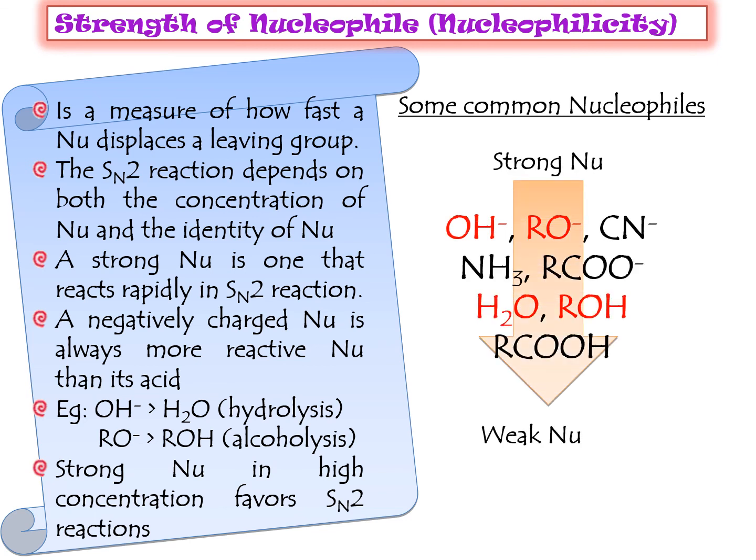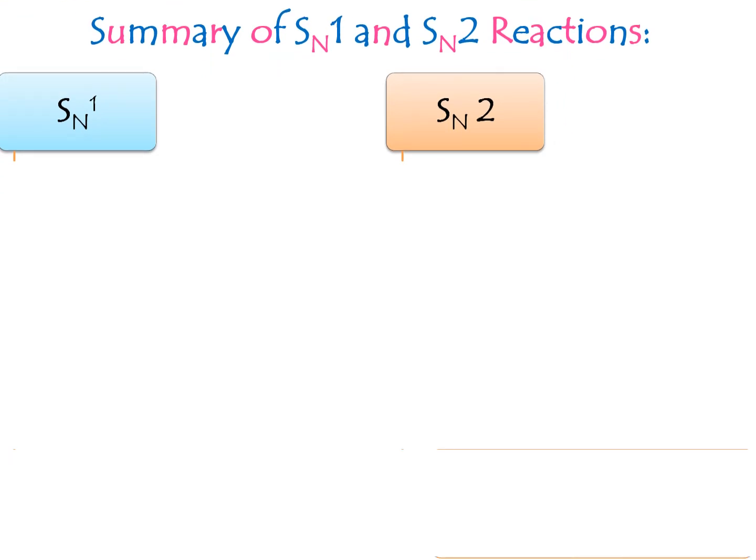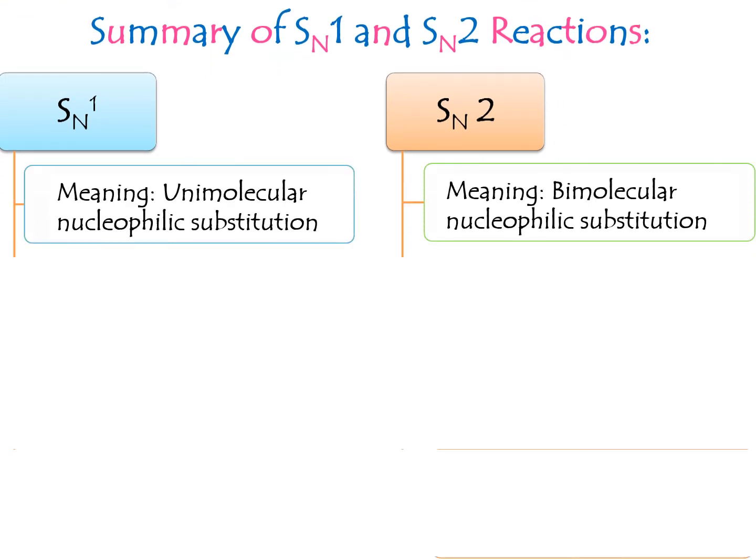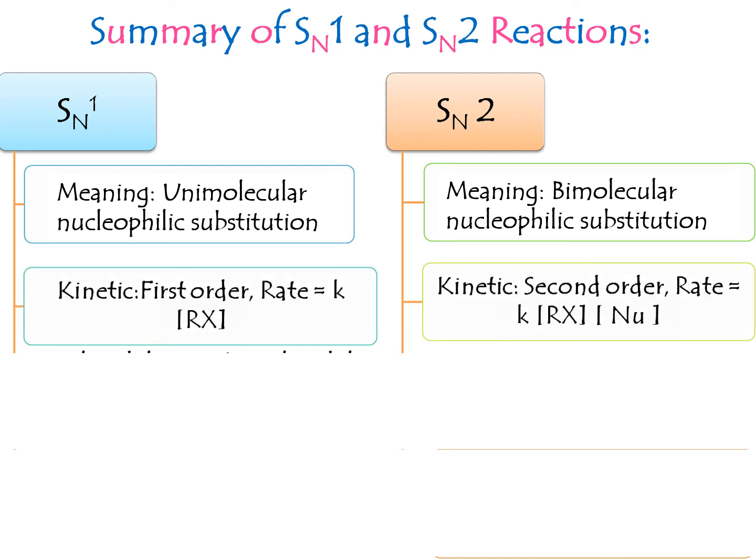Let's look at some common strong nucleophiles and weak nucleophiles. Finally, we compare the SN1 and SN2 mechanisms. SN1 is unimolecular nucleophilic substitution, while SN2 is bimolecular nucleophilic substitution. SN1 is a first order reaction according to the rate law, rate equal to k multiplied by the concentration of haloalkane to the power of 1, while SN2 is a second order reaction according to the rate law, rate equal to k multiplied by the concentration of haloalkane to the power of 1 and multiplied by the concentration of nucleophile to the power of 1.